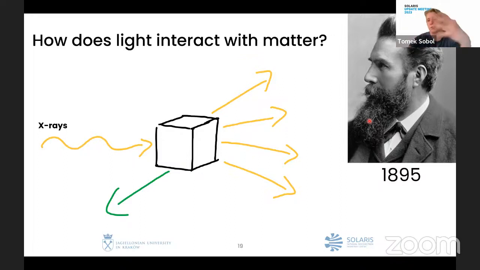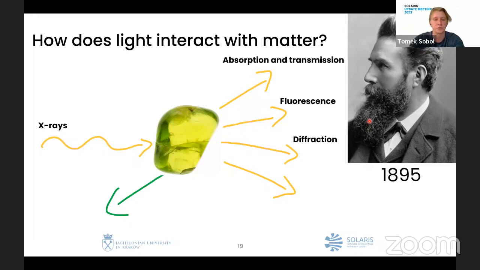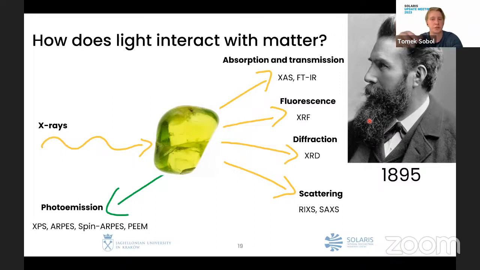Because we already started talking about our sample, we know that our sample today is olivine, and we want to check what properties of this mineral might have created life, or started life on the earth. X-rays can interact in a few ways. For example, the light can be absorbed. There are also effects of fluorescence, diffraction, scattering, or photoemission. The X-rays, and other parts of the electromagnetic spectrum, can interact with the material, and with these effects some techniques are associated. There are a lot of techniques with which we can measure different effects of how light interacts with matter.